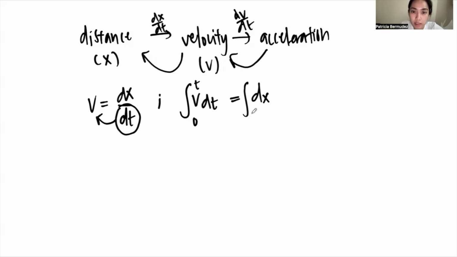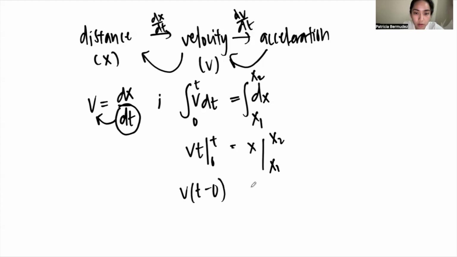And for x, since we don't have any idea what the distance is, we can start from x1 and go to x2. The v here is constant, so it's just v times t bound from 0 to t. And this one is simply x bound from x1 to x2. So this will be equal to vt minus 0, which equals x2 minus x1. Simplifying further, we have vt is equal to the change in distance. We know that anything multiplied by 0 is 0, hence this equation.